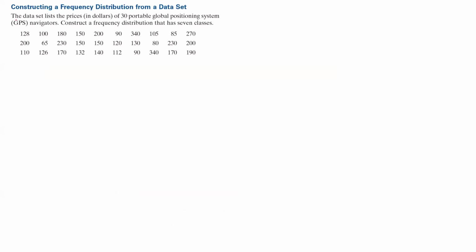Suppose you collected the information about the data set that has the prices in dollars of 30 portable global positioning system (GPS) navigators. We're going to construct a frequency distribution that has 7 classes, everybody. So this 7 is important. Take a look at your data: $128, $230, $132, $90, $112, $90 again, $340, $85, $200, and so on.